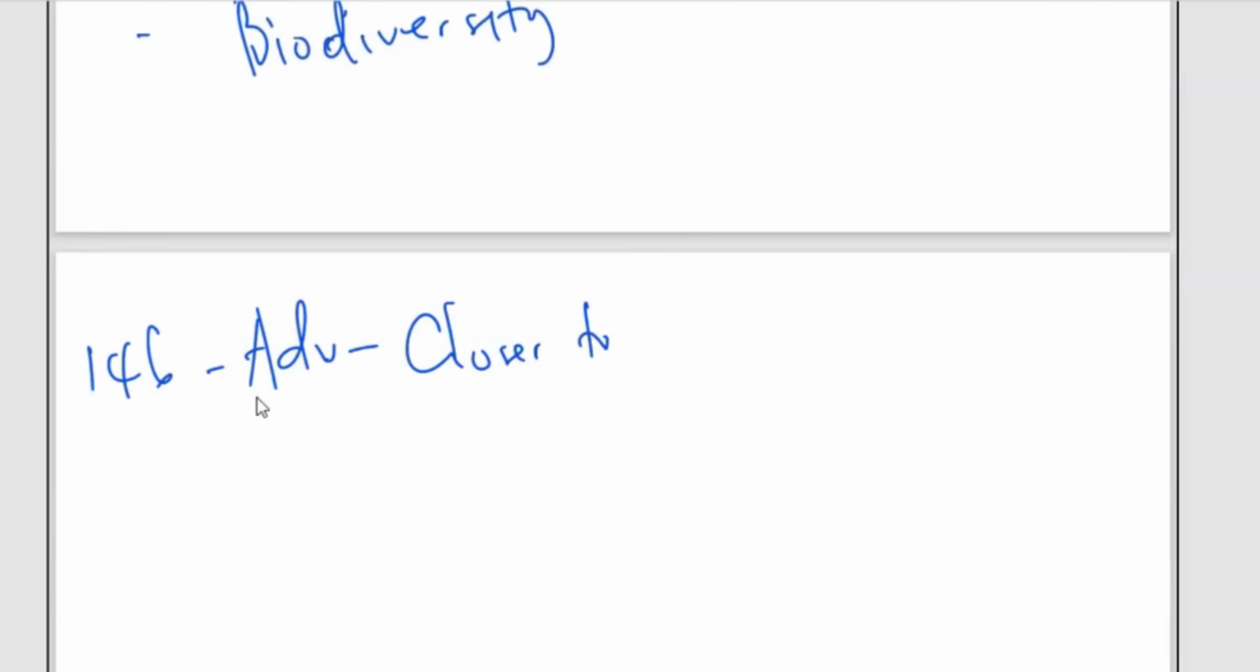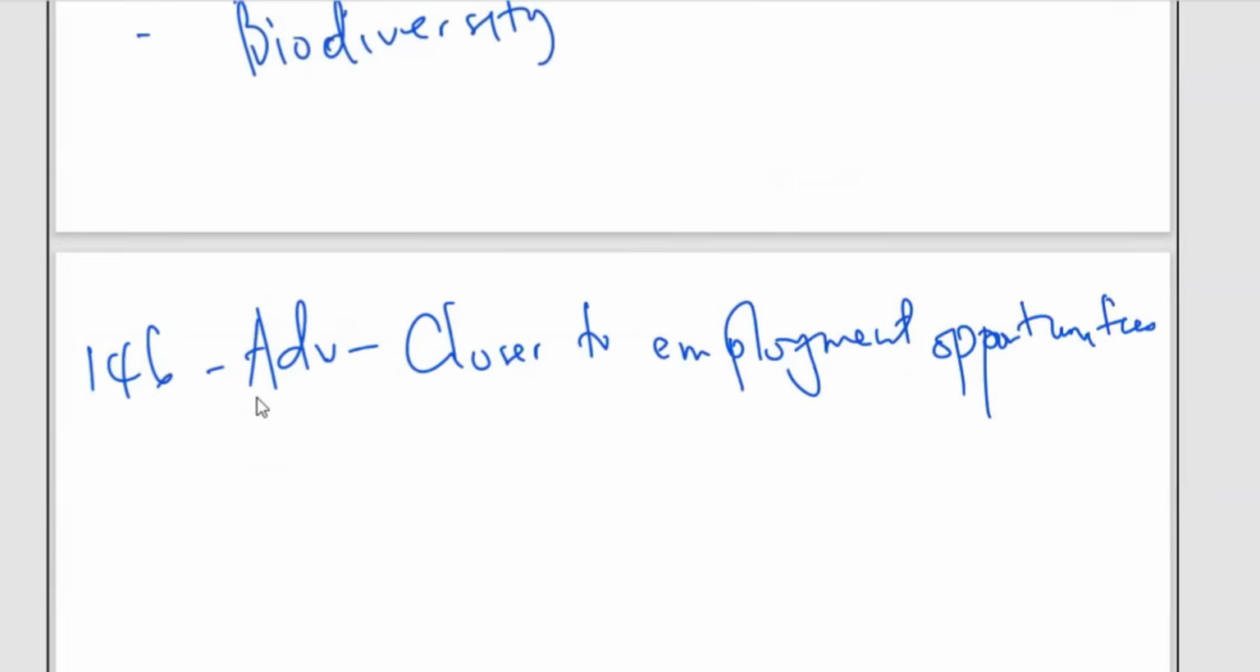146. Right. When we're looking at advantages, we are saying it's closer to employment opportunities. Employment opportunities in the heavy industrial area, which is also a cost saving for them. If people are employed in the heavy industries, they are just closer to the low income residential area. And then it's a cost saving to them in terms of transportation if they were working somewhere far.